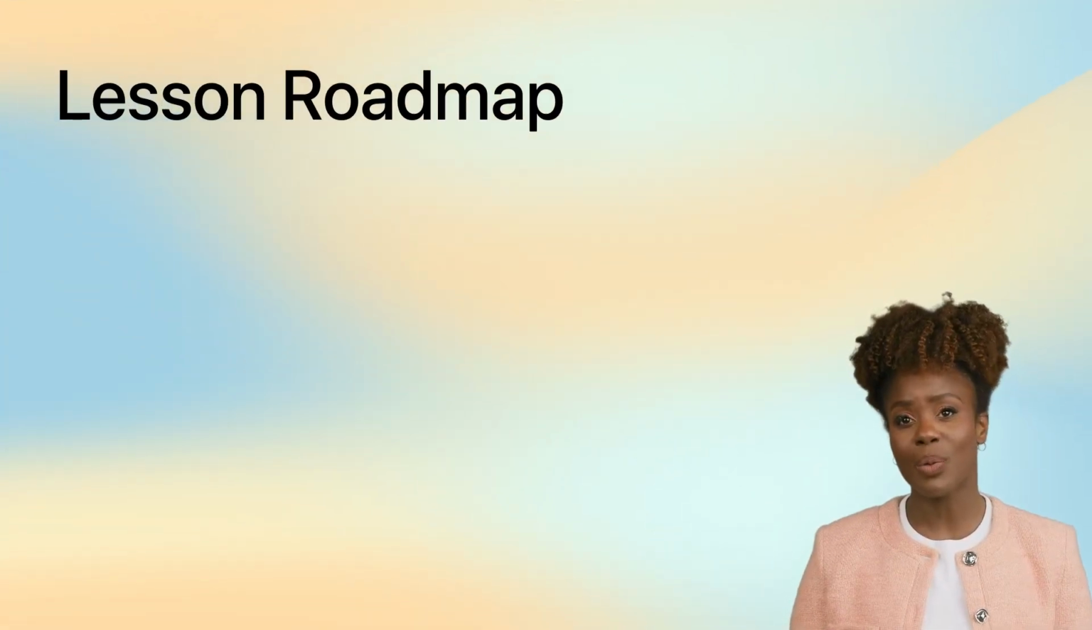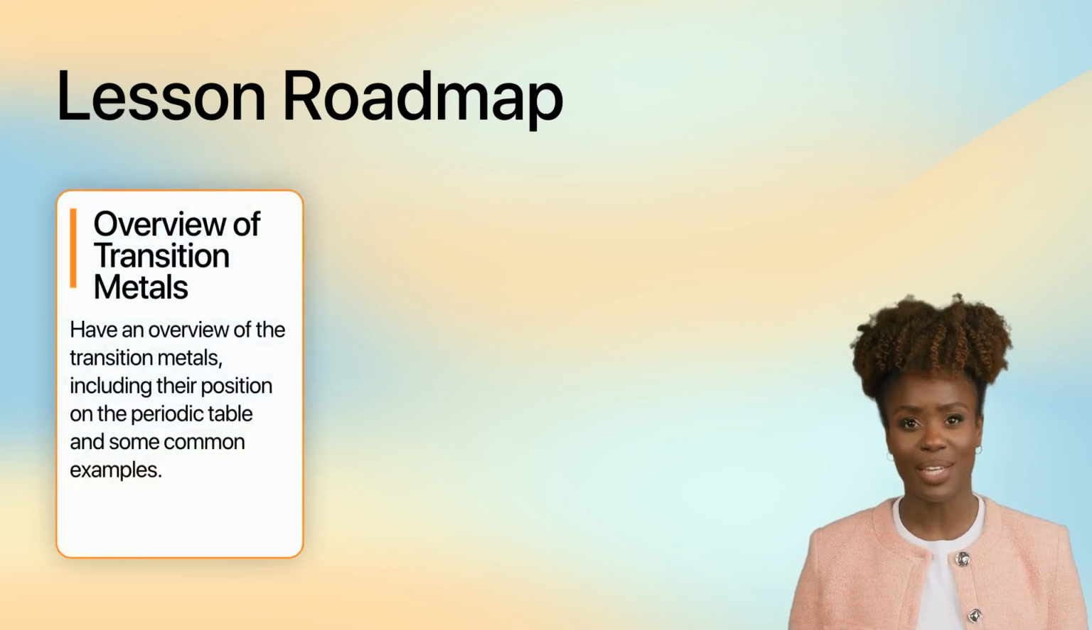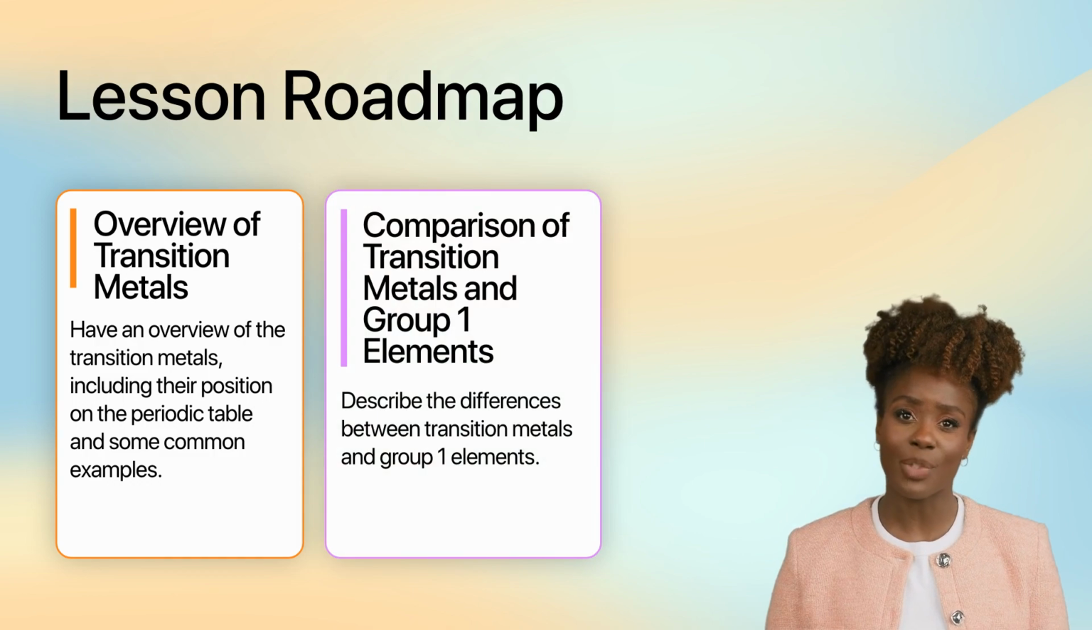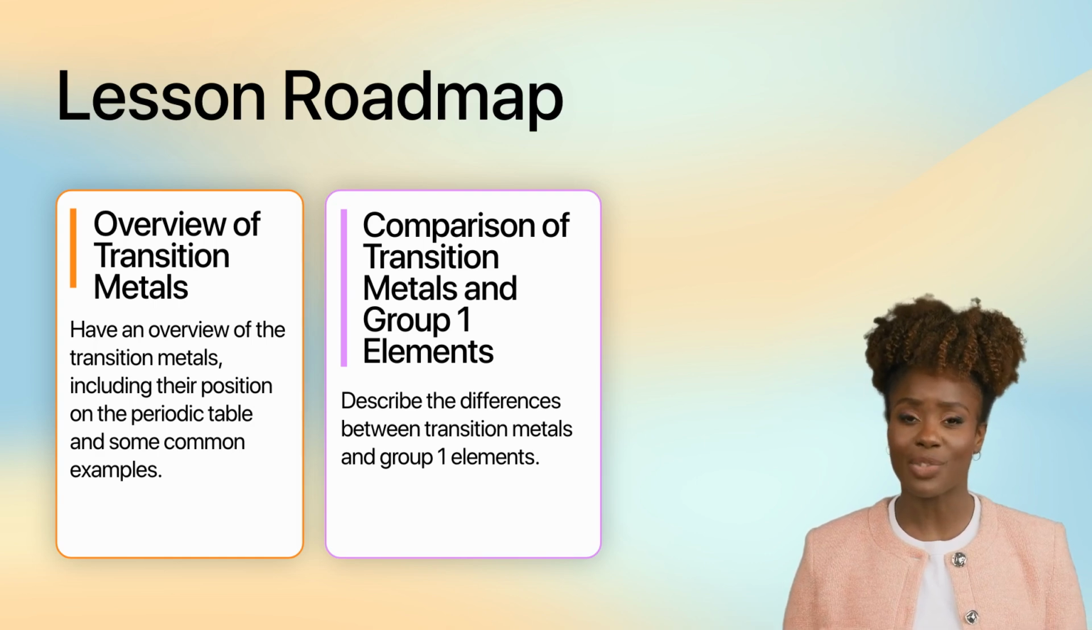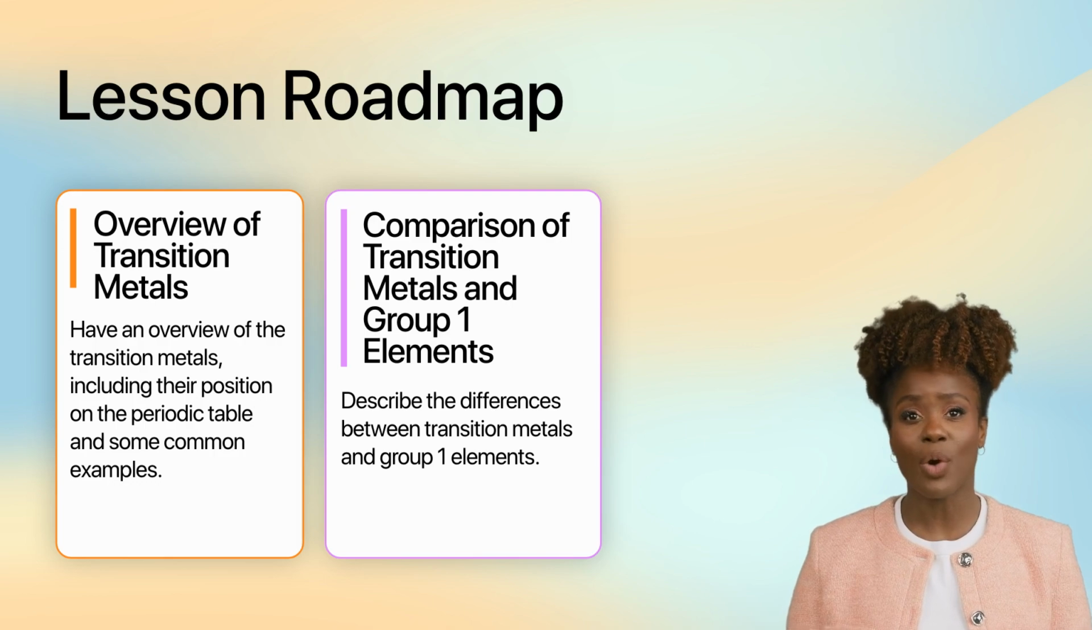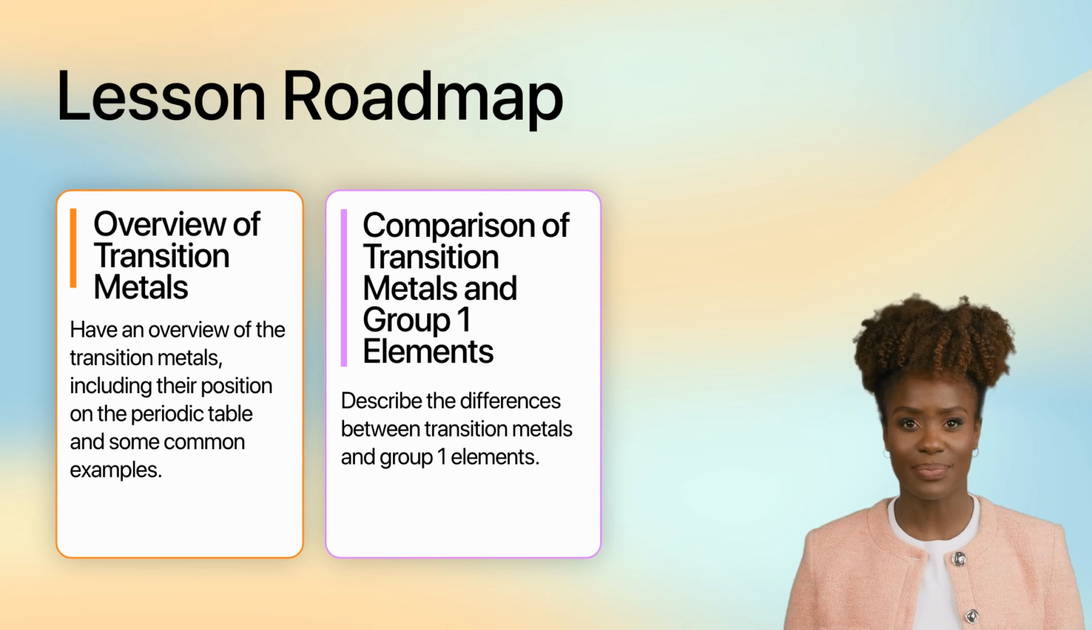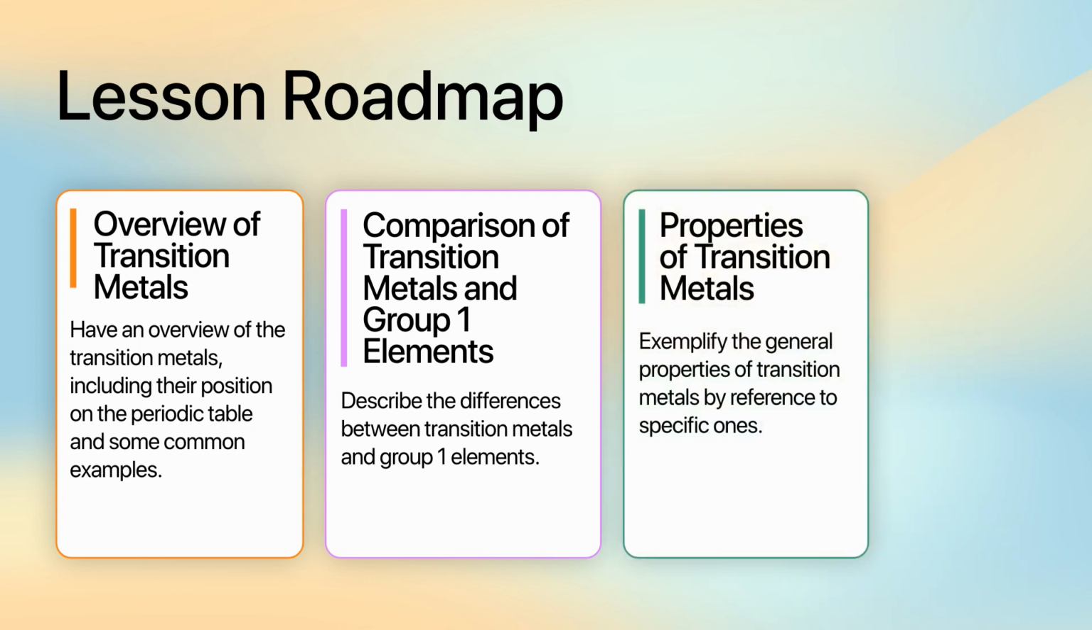In today's lesson, we will begin by having an overview of the transition metals, including their position on the periodic table, some of the common ones, and recognize that they exhibit different properties to Group 1 metals. We will then describe the differences between transition metals and Group 1 elements in terms of melting points, densities, strength, hardness, and reactivity with oxygen, water, and halogens. Finally, we'll exemplify the general properties, melting points, densities, strength, hardness, and reactivity with oxygen, water, and halogens of transition metals by reference to specific ones.